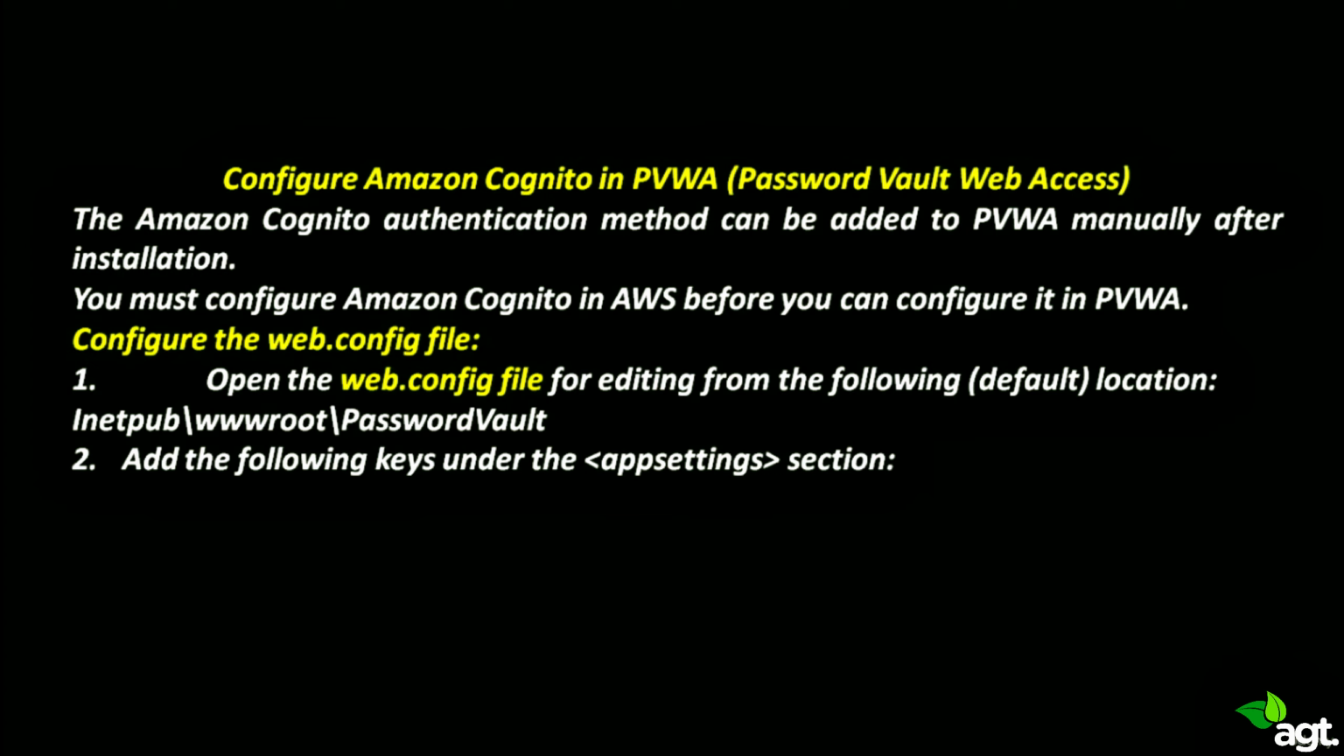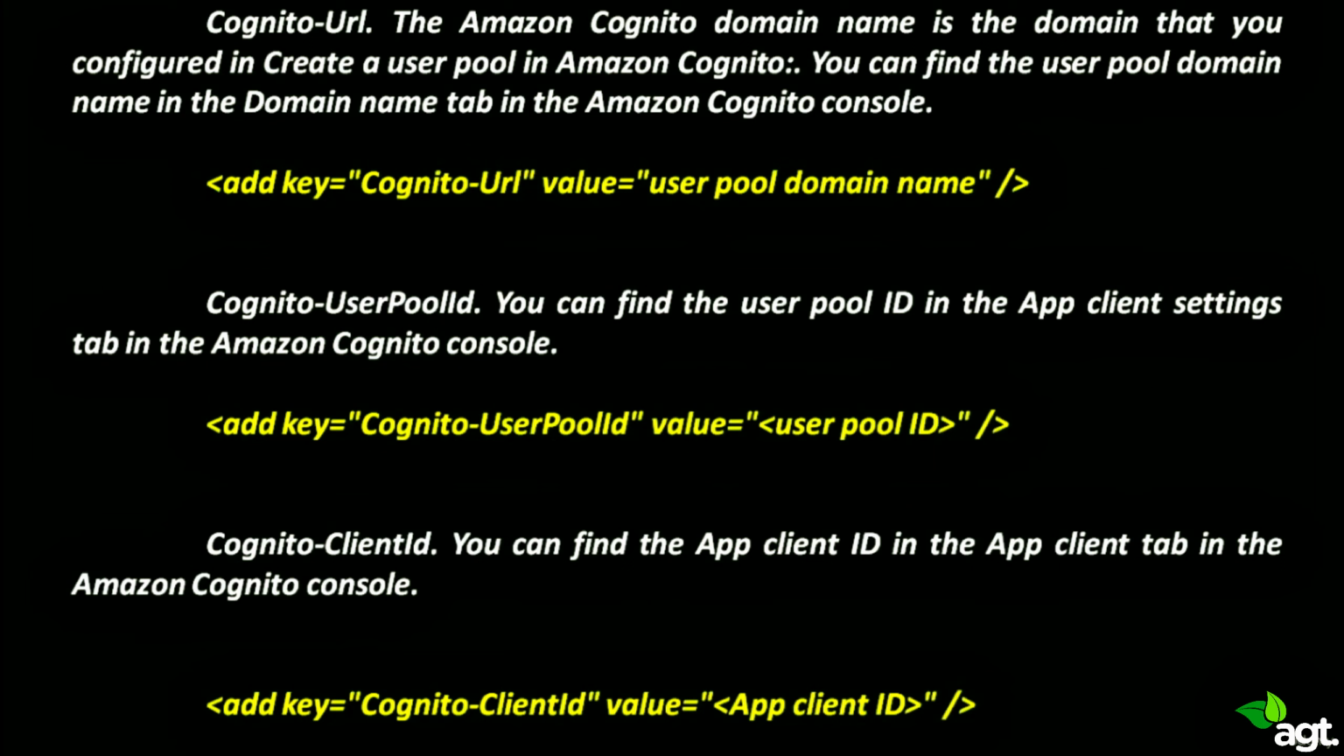Starting with the first step, open the web.config file for editing from the following location, for example inetpub/wwwroot/PasswordVault. The second step is to add the following keys under the appSettings section. For Cognito URL, the Amazon Cognito domain name is the domain that you configured when you created a user pool in Amazon Cognito. You can find the user pool domain name in the domain name tab in the Amazon Cognito console. Add key equal to "CognitoURL" and value equal to the user pool domain name, and close the tag.